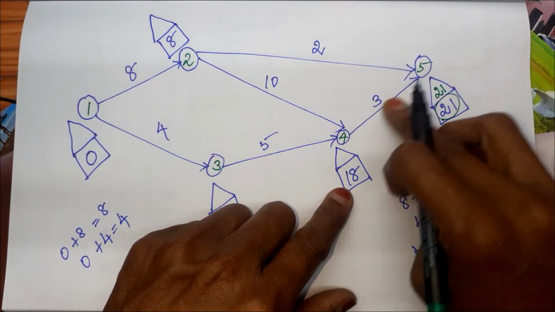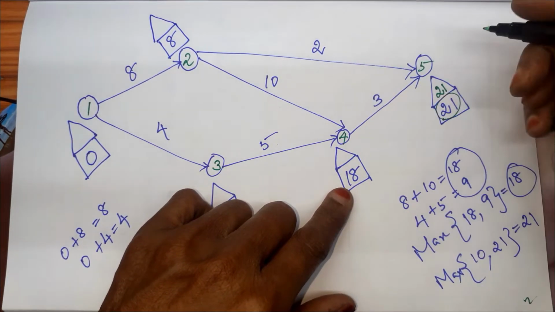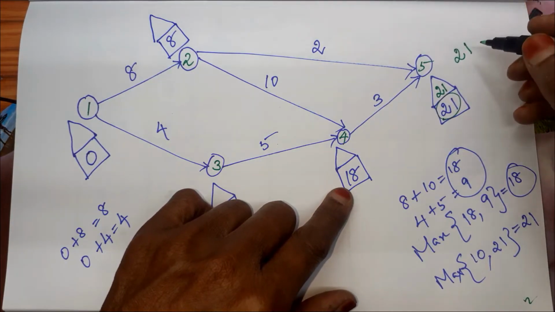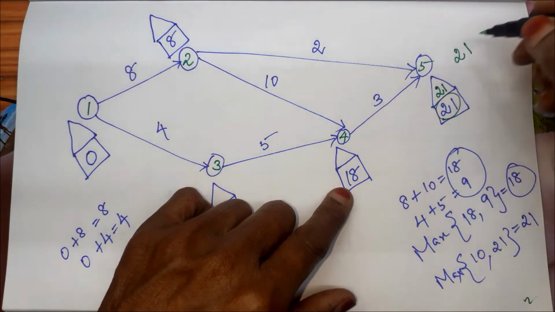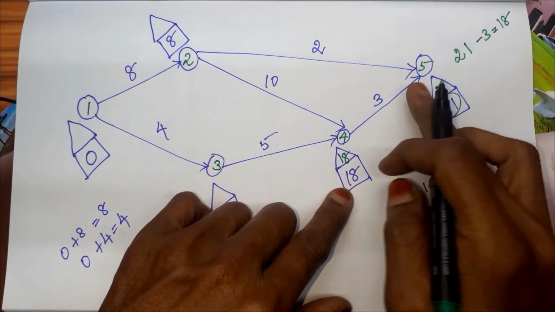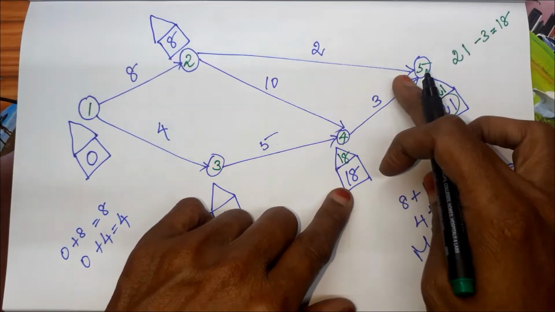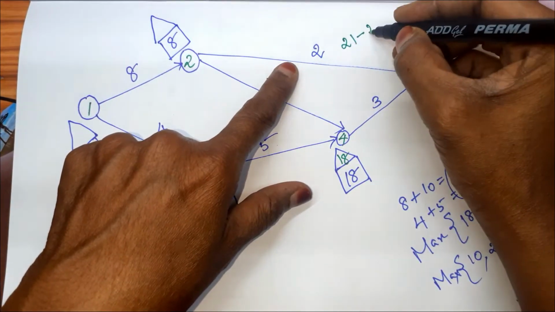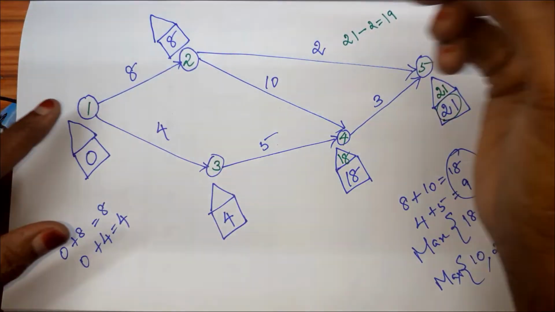We have only one activity. So 21 minus 3. Earlier we went adding, here it is subtraction. So we have to subtract the duration. 21 minus 3, what is it? It is 18. And here also we have one activity in between. So 21 minus 2, which is 19.